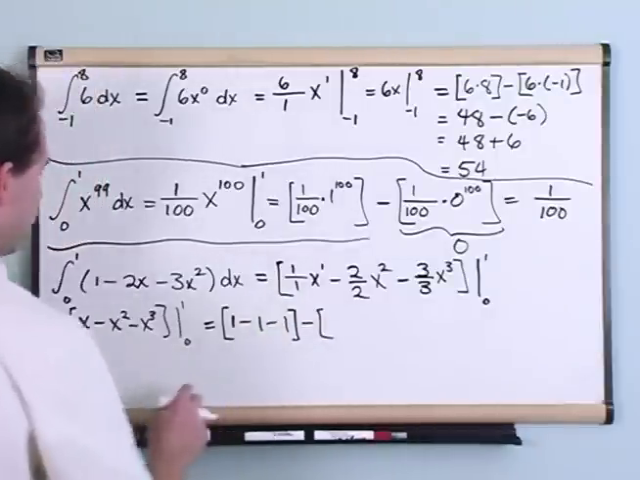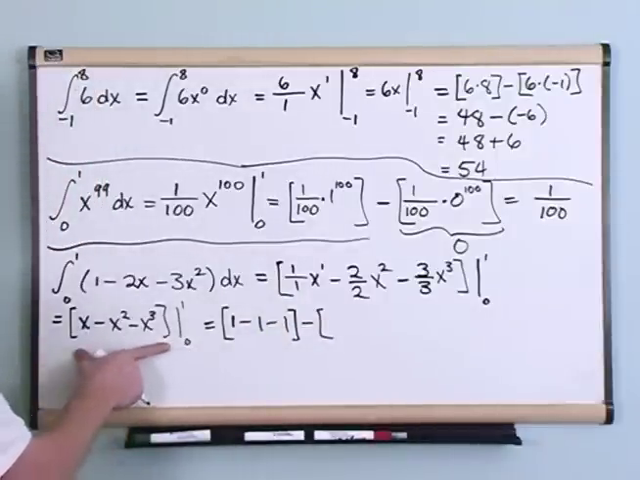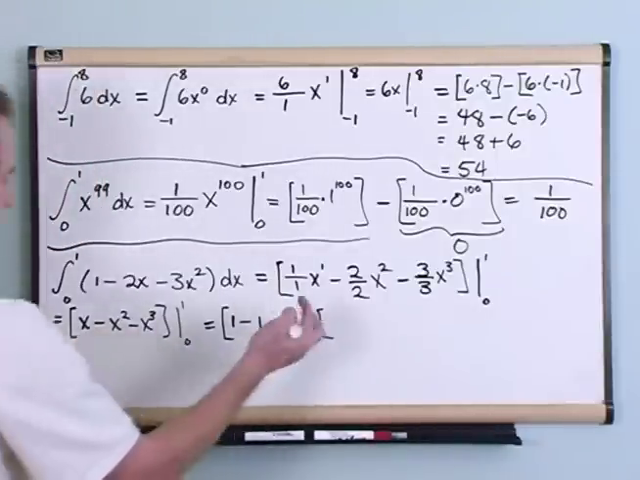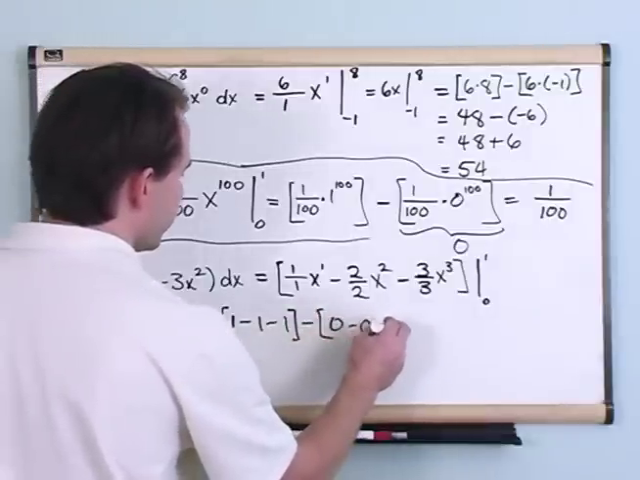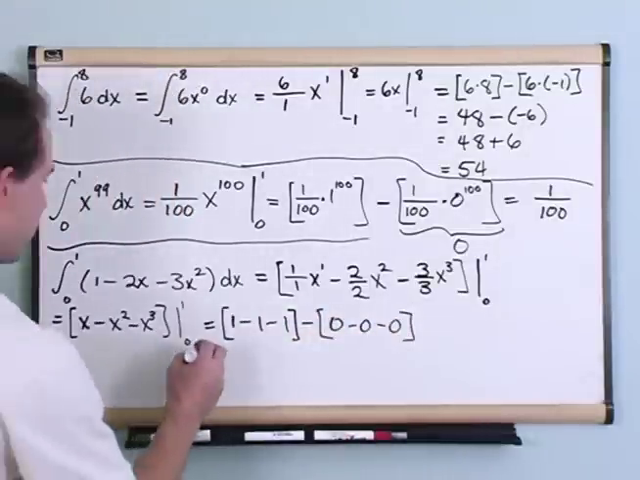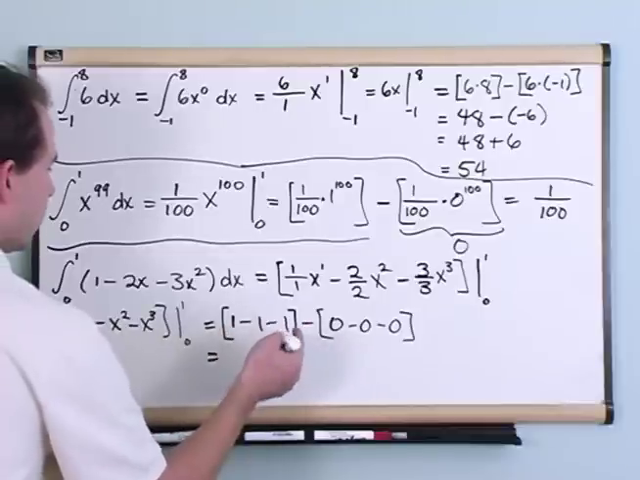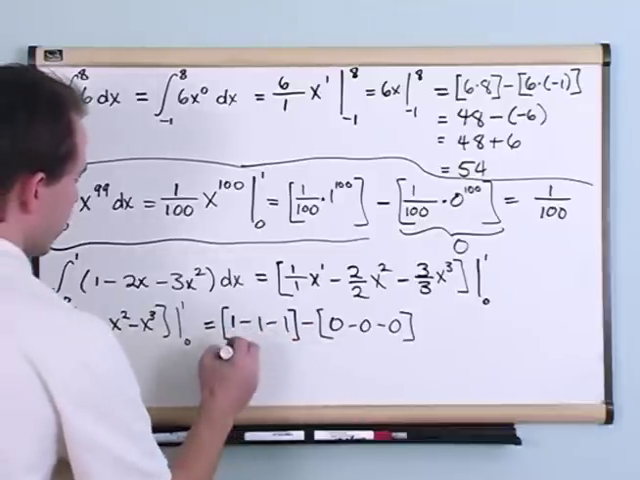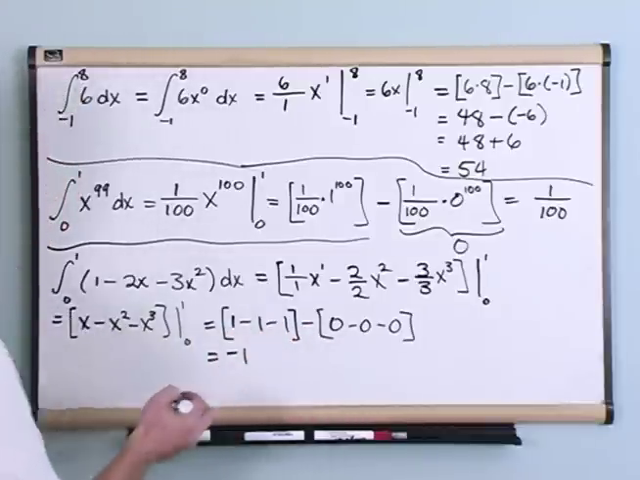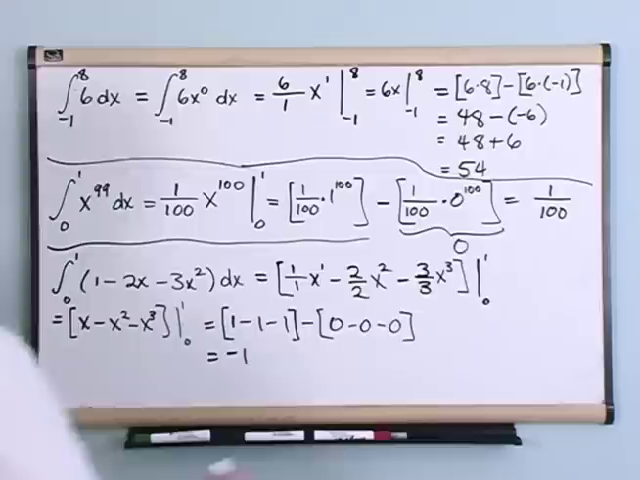Minus the same thing evaluated at 0. You're going to have 0 minus 0 minus 0. So I'll just write it 0 minus 0 minus 0 so we don't forget what we did here. So in this bracket, I'm going to have 1 minus 1 is 0, minus 1 gives me negative 1 over here. And then I'm going to be subtracting off a big fat 0. So the answer to the problem is negative 1.